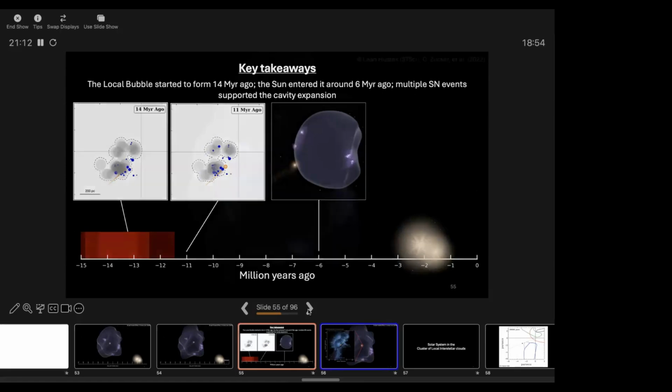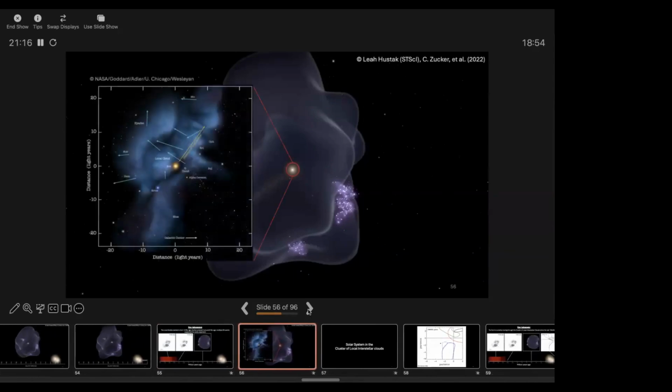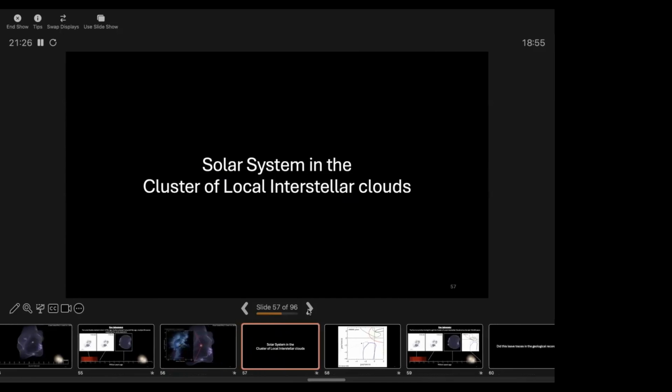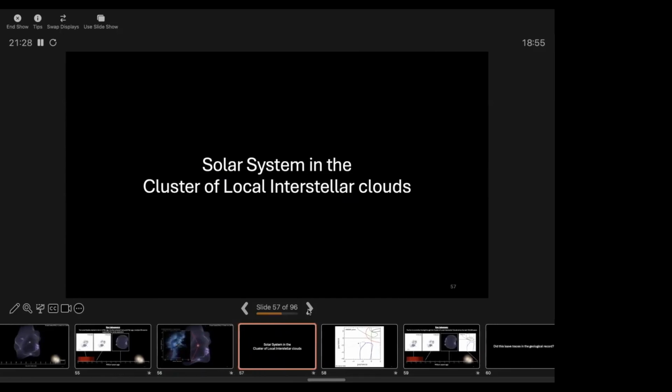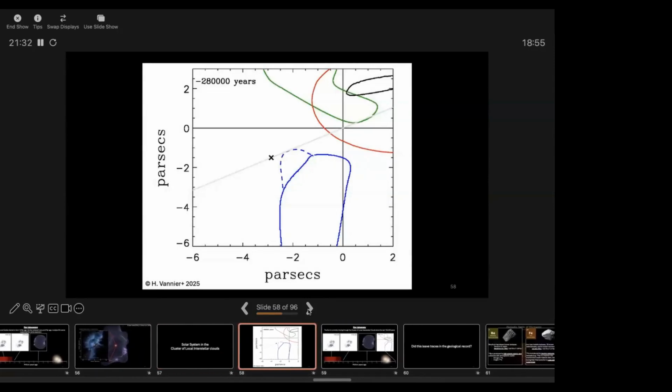And now, as I told you before, we are sitting at the center of this cavity, but in reality, we are going through the cluster of local interstellar clouds. And now the question is, when did the sun enter this cluster? And this is another video made by Vanier. So essentially the sun here is this black cross.